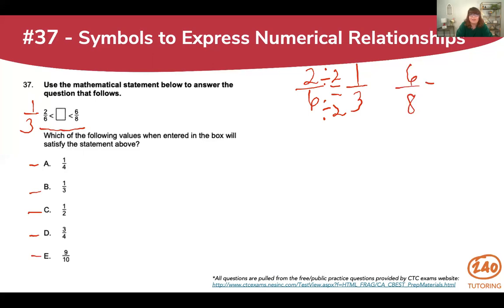I'm going to do the same with 6/8. I'm going to simplify that fraction. So I think, what can I divide the numerator and the denominator by, both, and get an equal number? I can divide both of these by 2. They're both even numbers, so that tells you you can divide them both by 2. 6 divided by 2 is 3. 8 divided by 2 is 4. So we've got that fraction simplified. 6/8 becomes 3/4. So we're looking for something that is greater than 1/3, but less than 3/4.